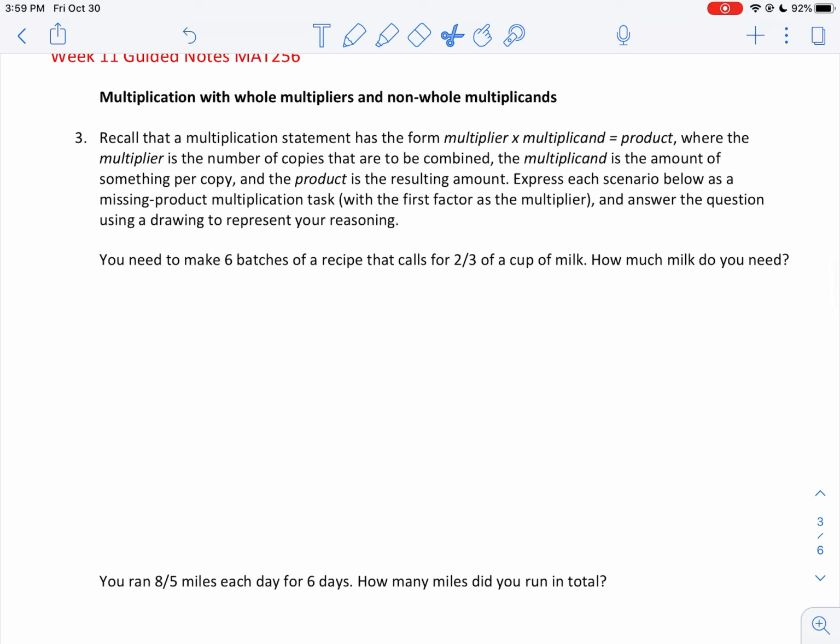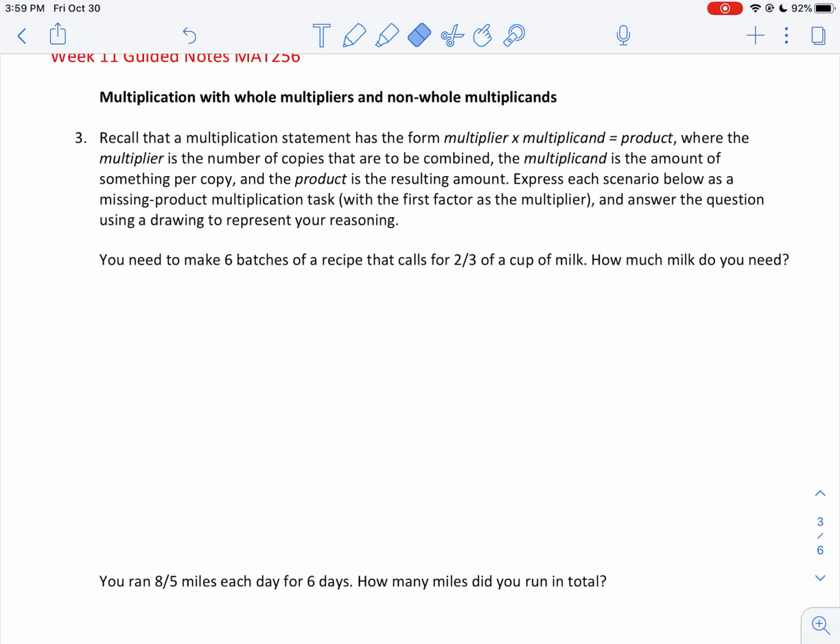Okay, next let's talk about multiplication with whole multipliers and non-whole multiplicands. Remember that in a multiplication statement, we have the form multiplier times multiplicand equals product, where the multiplier is the number of copies that are to be combined, the multiplicand is the amount of something per copy, and the product is the resulting amount.